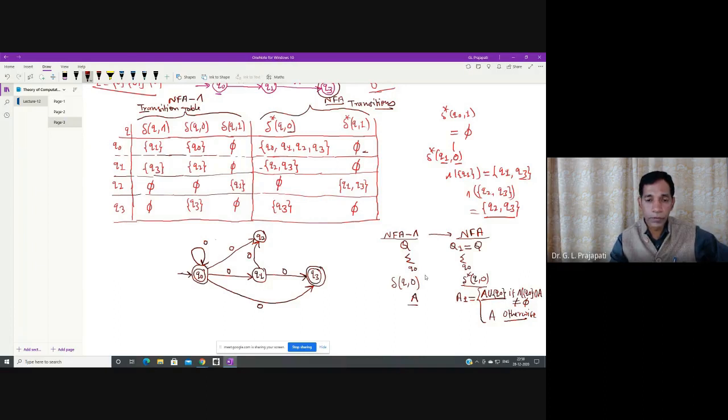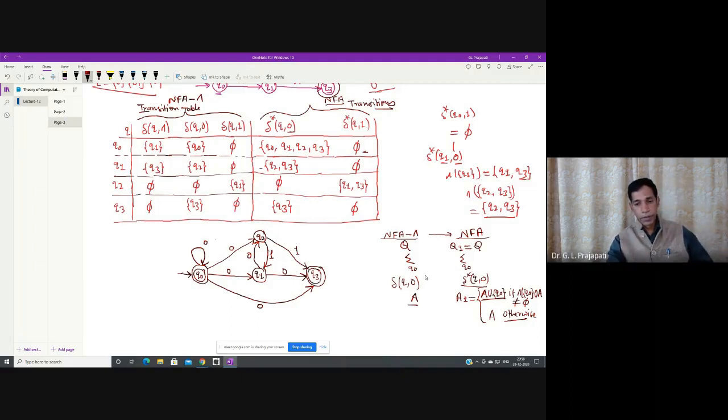Now if you are at Q1 and the input is 1, where do you go? Empty state. You don't need to show the transition. Whenever you are at Q2 and you have the input 0, you are going to the empty state, so there is no transition. But whenever you are at Q2 and the input is 1, then you come to Q1, and you are also going to Q3. So from Q2 you are going to Q3.